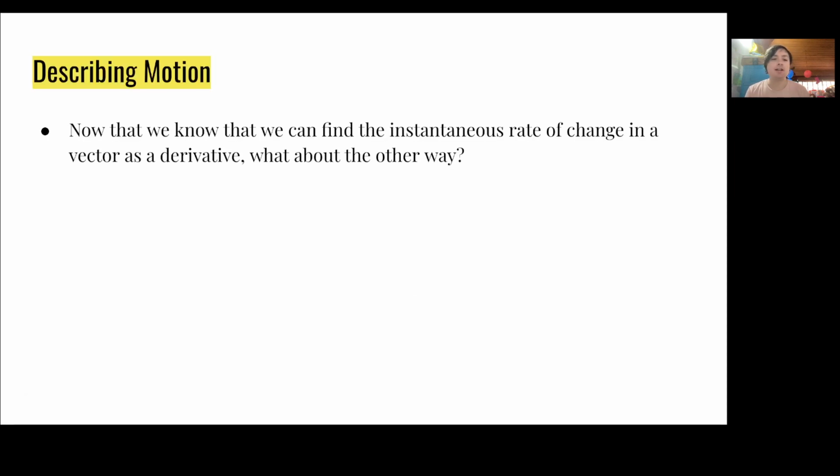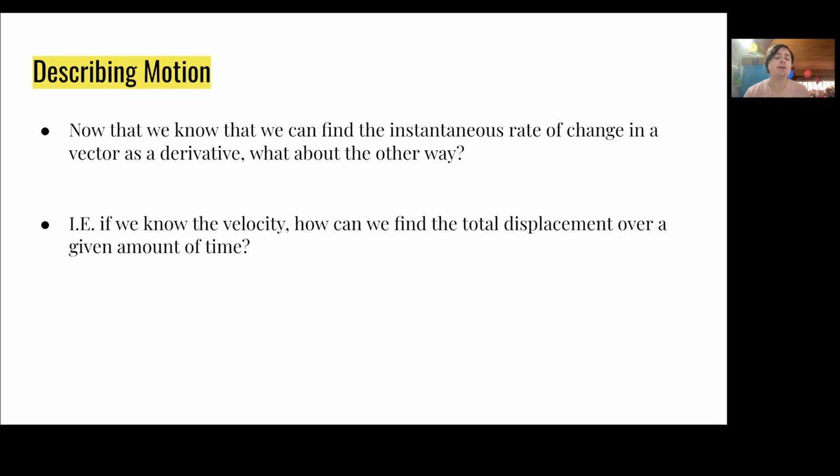So, we are in the process of trying to describe motion, and last time we figured out that the instantaneous rate of change in a vector can be found using a derivative. But what about the other way? So, for example, if we know the velocity, how can we find the total displacement over a given amount of time?